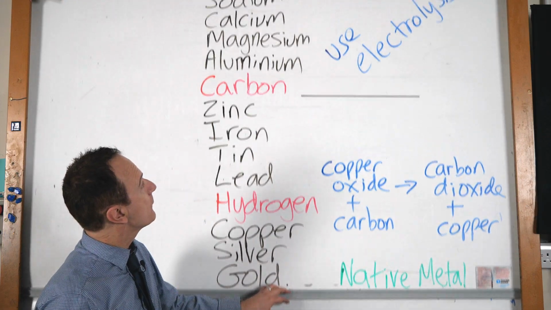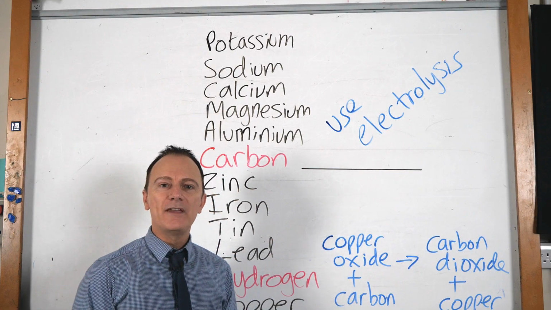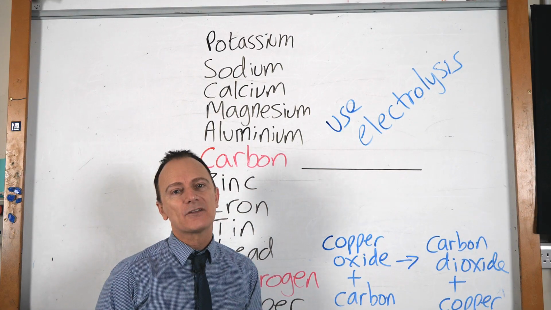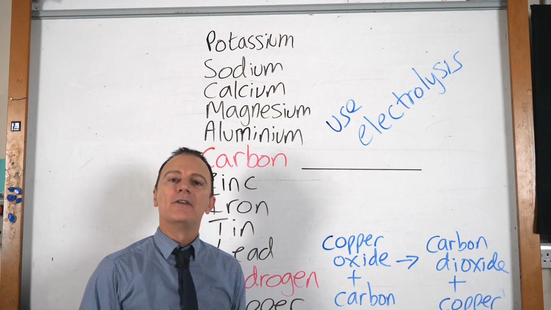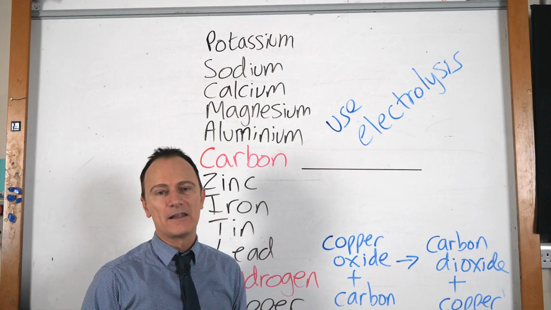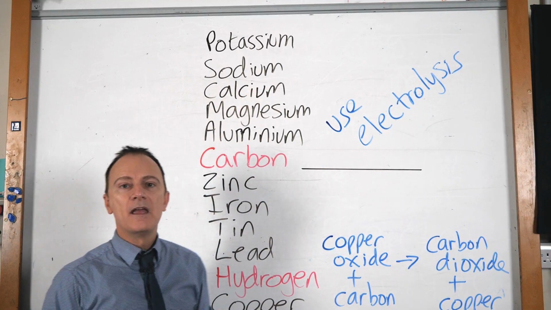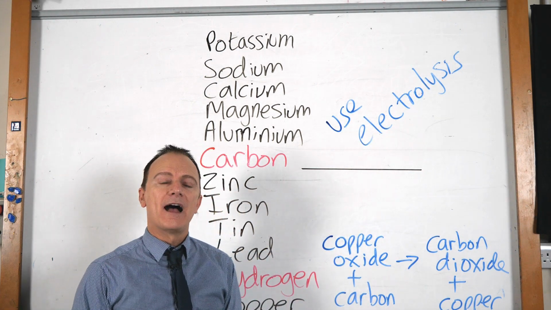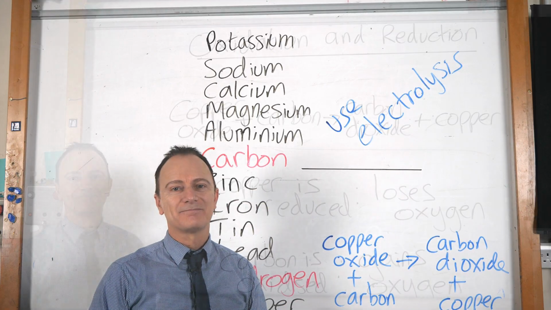Now that wouldn't work for metals that are more reactive than carbon. For example, if we had aluminium oxide from a rock, we could try heating that up with carbon, but carbon is less reactive than aluminium. So it's not going to displace the aluminium. So for these metals that are more reactive than carbon, we use electrolysis to extract them from their ores. And the next topic that follows this is all about electrolysis.